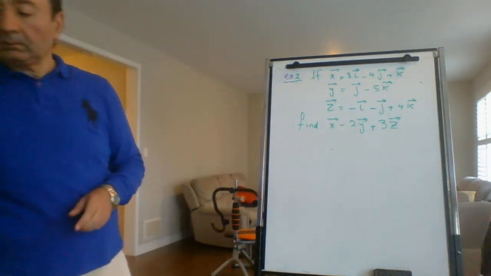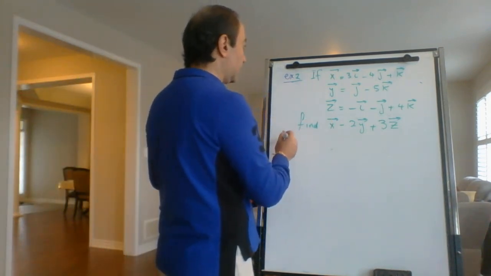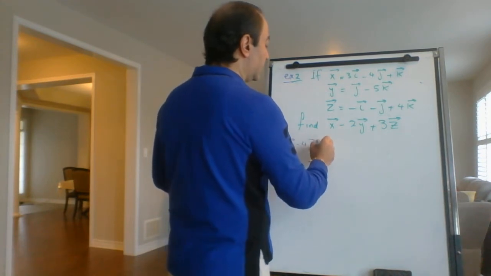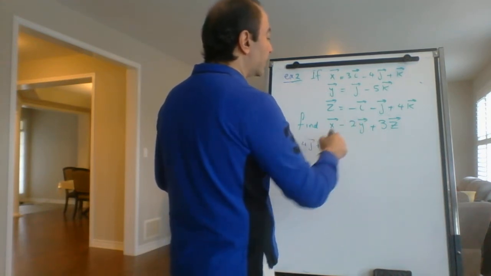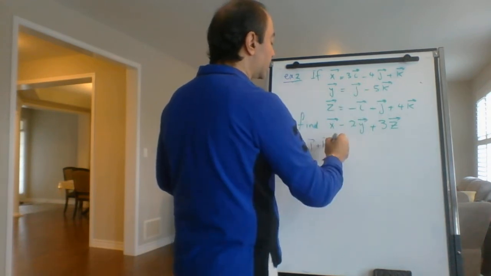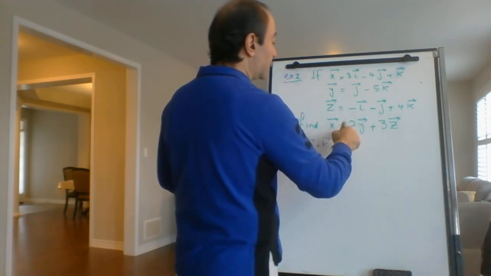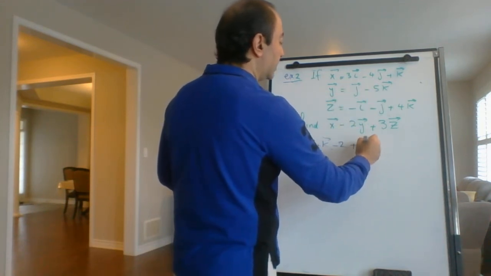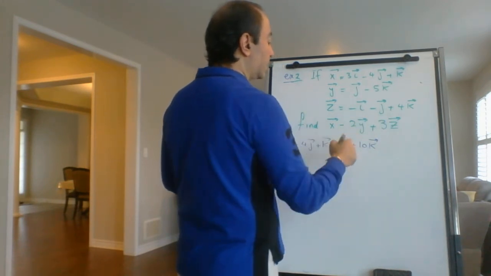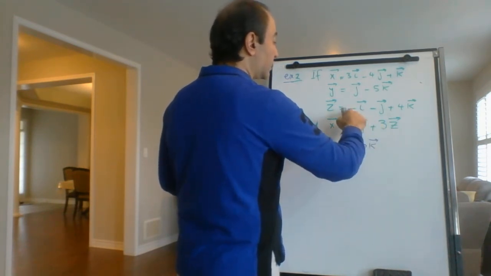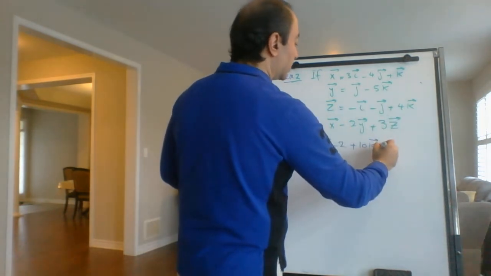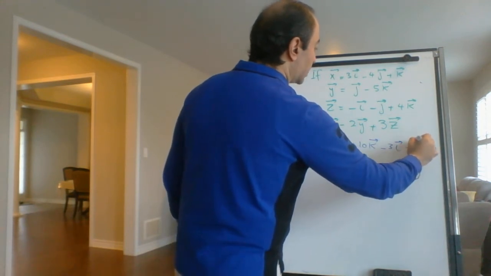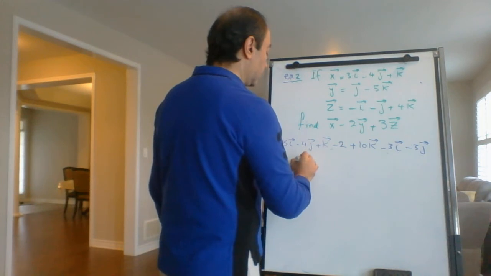So vector x is 3i minus 4j plus k, minus 2 times vector y. I will multiply negative 2 with everything here, so negative 2j plus 10k, then plus 3 vector z, so I multiply 3 times the components of vector z, which are negative 3i minus 3j plus 12k.